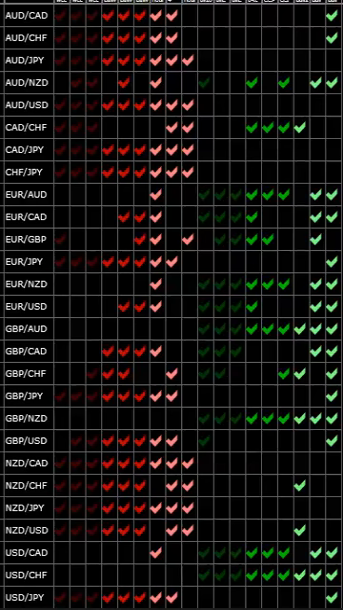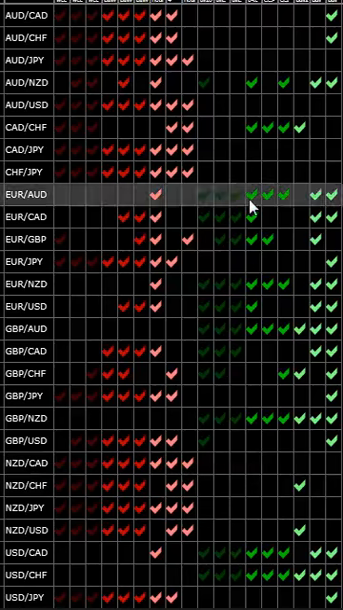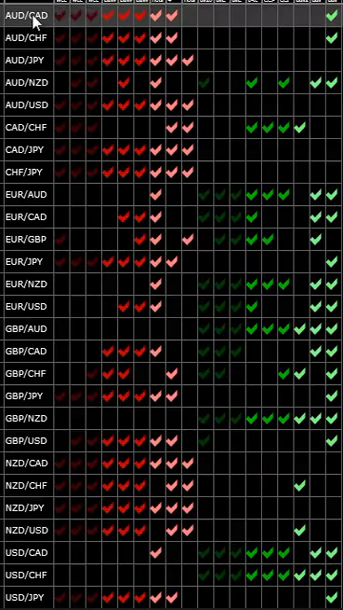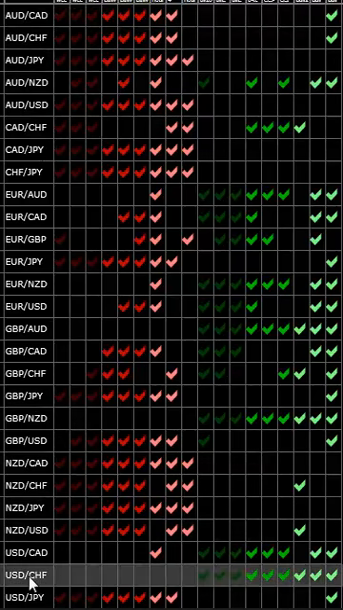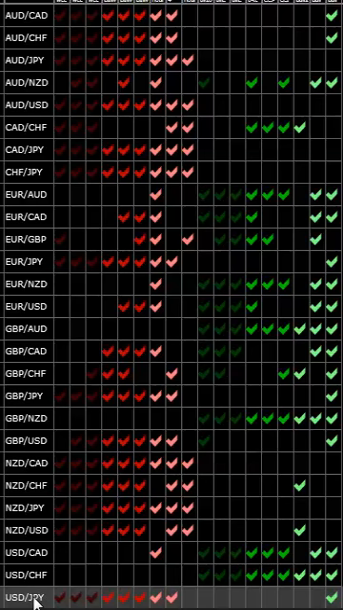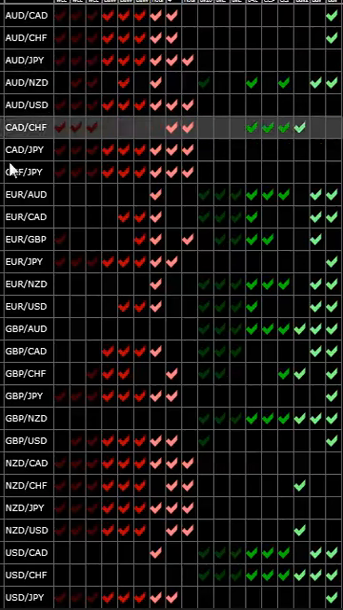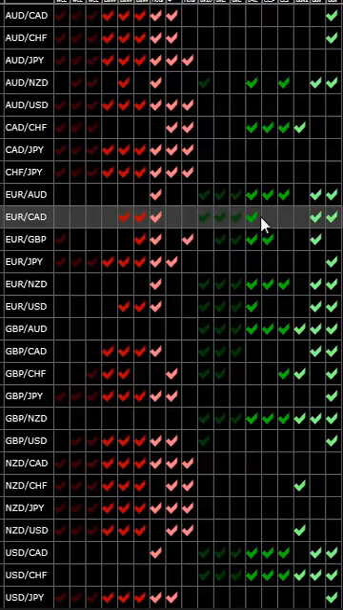The first heat map that we're going to look at is this primary heat map here. So let me explain it to you. Again, we're looking at 27 currency pairs. They're listed and always will be listed in alphabetical order for easy reference for you. The red check marks mean bearish trends. The green check marks mean bullish trends.